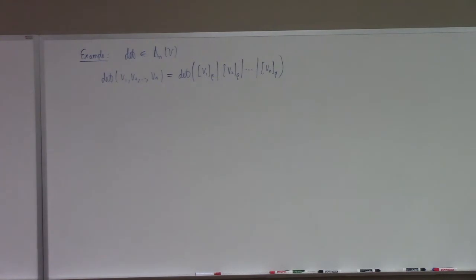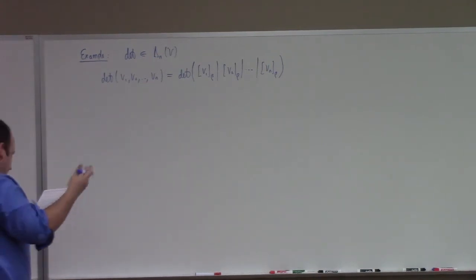Now, is that alternating? If you flip any two columns, you get a minus, right? The determinant is linear in each column, in fact. This is true. You can prove it. And then, of course, the coordinate maps are also linear. So we get linearity in each slot. We get completely alternating. That's an n-linear form, or an n-form over V.